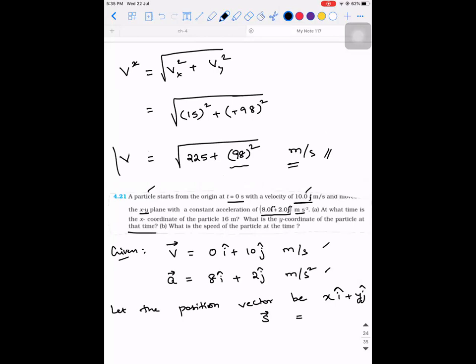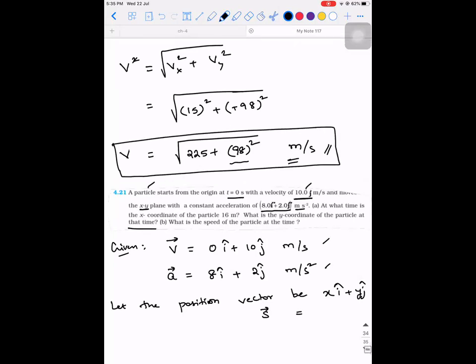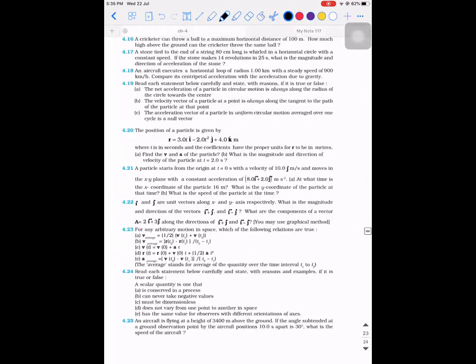I asked you people to do it on your own. Okay, so this is the final answer. You have to simplify and write it. After this, on page number 23 in the textbook, I started question 4.21.